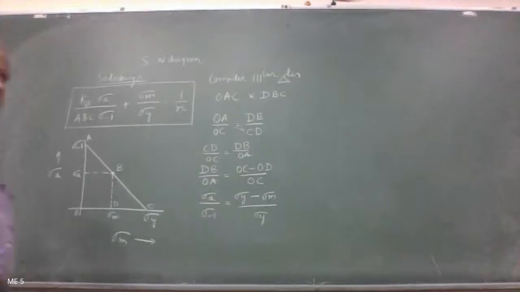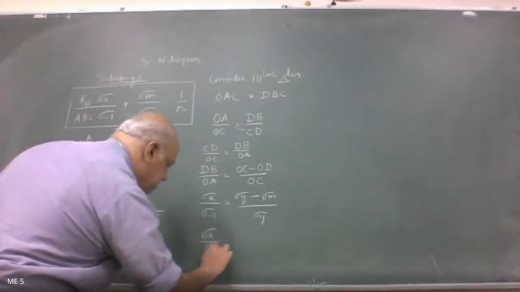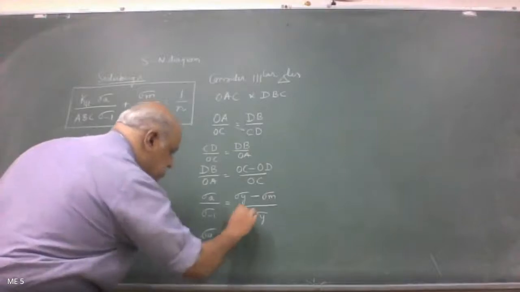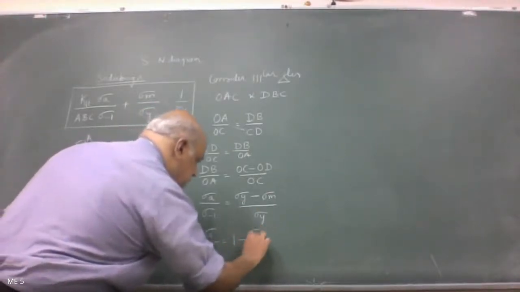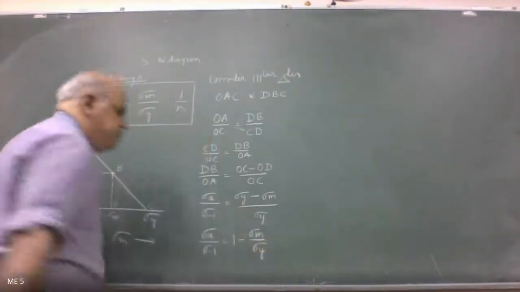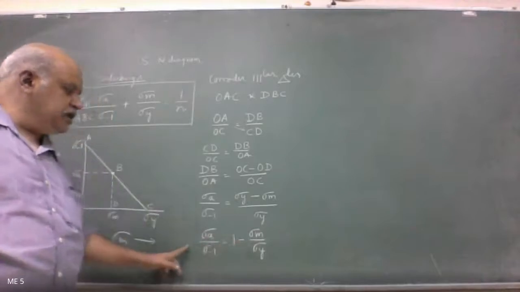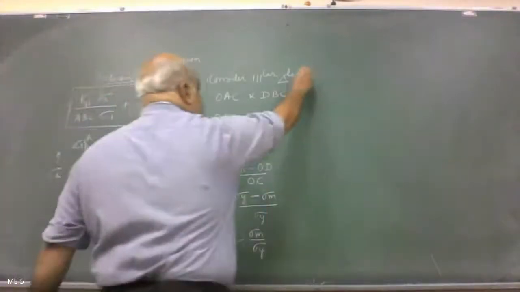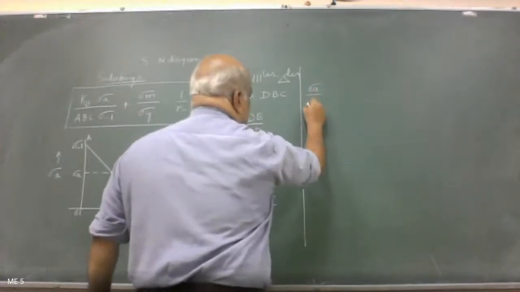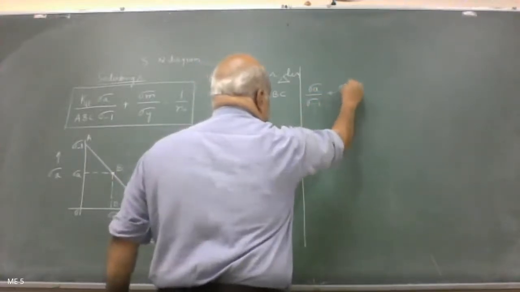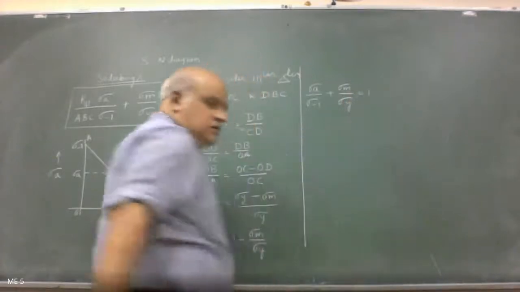When I rewrite this, what I am going to get is sigma A by sigma endurance is equal to 1 minus sigma m by sigma Y. What I do now is take sigma mean by sigma yield to the left hand side. Then what I am going to get is sigma A by sigma endurance plus sigma mean by sigma yield stress is equal to 1.